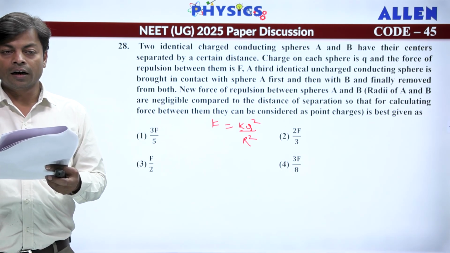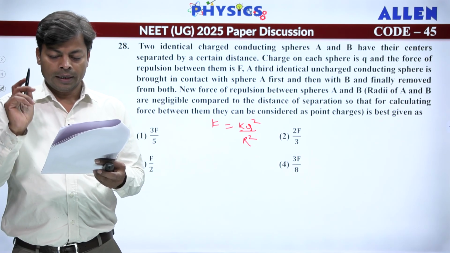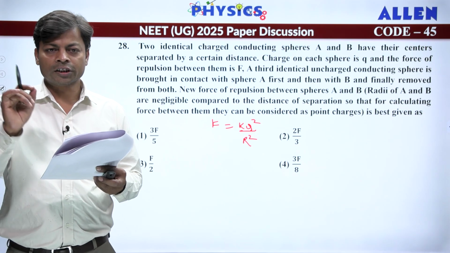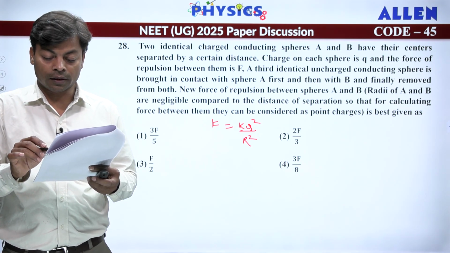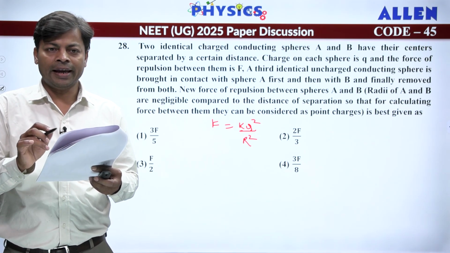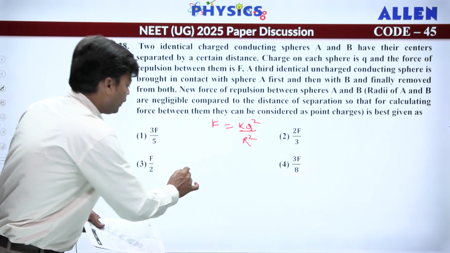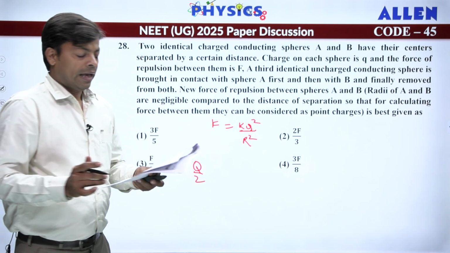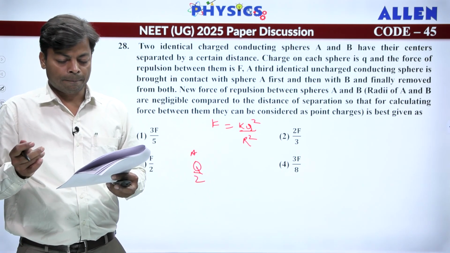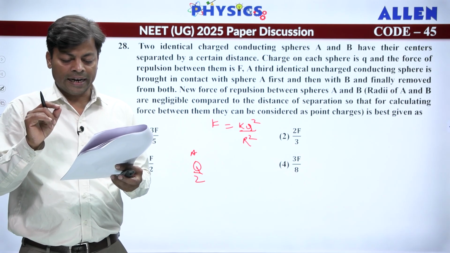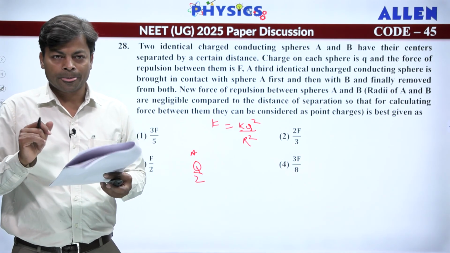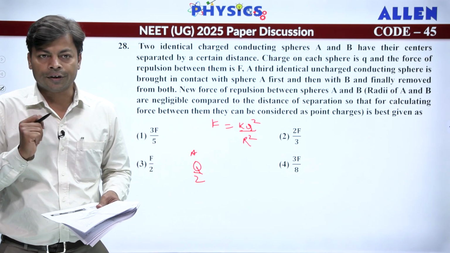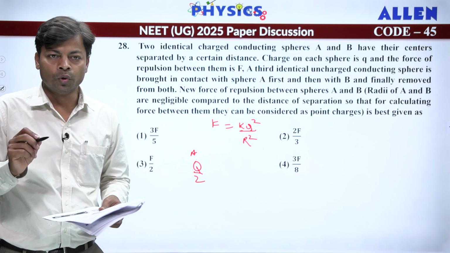a third identical uncharged conducting sphere C, let's say, is first touched with A. So when it is touched with A, the charge on A will remain as q by 2, and the charge on C will become q by 2 again. Now it says that it is being touched with B. So when it is touched with B, the charge on B is already q and the charge on C is q by 2.